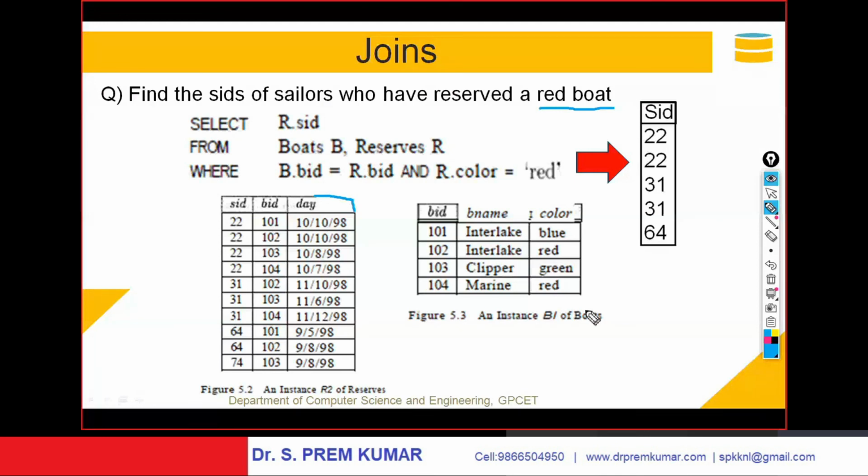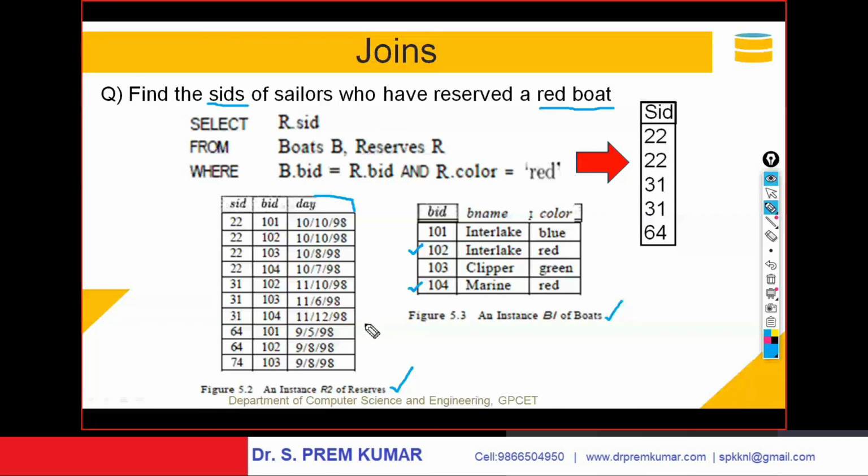Your question is, you want the sailor IDs. Only IDs he is asking, he is not asking names. He is asking sailor IDs of sailors who have reserved red boats. So if you observe here, 102 is a red boat, 104 is a red boat. What I am doing, from Boats B and Reserves R, is B.bid equals R.bid. I am joining these two based on this. B.bid should be R.bid.